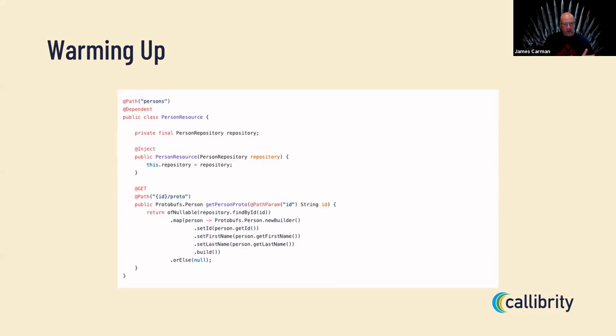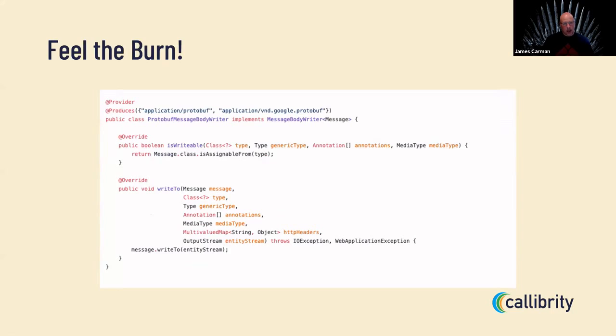Now, like I said, JSON's built in by default. XML's built in by default. Protobuf is not. That is something that you have to add support for, which we'll do now. So this is another new type of extension point for JAX-RS, which is the message body writer. Anytime a body is going out in a response, a message body writer is responsible for doing that.